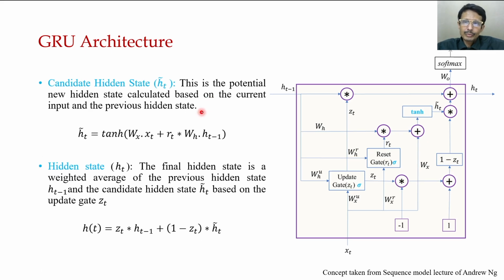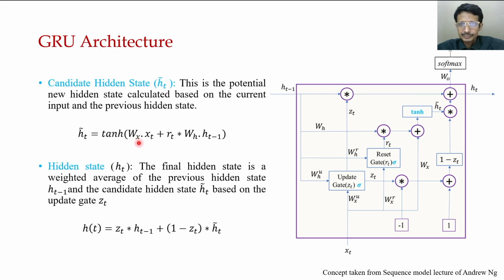Now, to find out what is there, there is another called the candidate hidden state, h t tilde. This is the potential new hidden state calculated based on the current input and the previous state. That means the new information based on this input and the previous state.